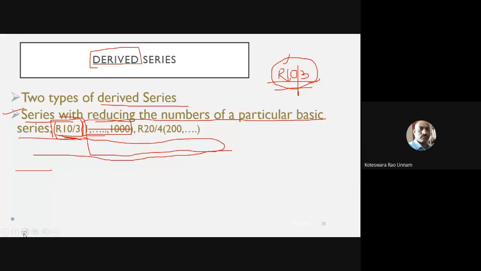So that's what is written here: R10 by 3, within the brackets 1, 1000. This is the designation. What it implies is that our series starts with 1 and ends with 1000. In between, you have a series factor of R10, but you have to consider every third number in the series. That is the explanation of the designation of this series. Similarly, you have R20 by 4, 2000, but there is no upper limit here.